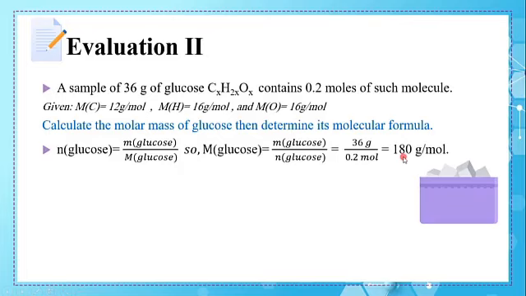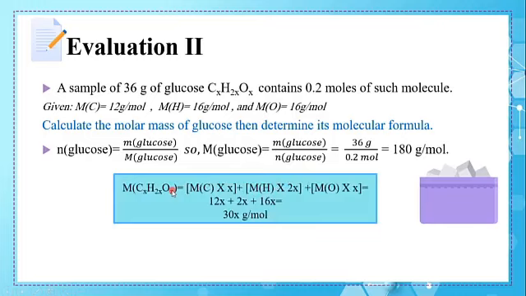The second part of the question is to determine the molecular formula of glucose. As you can see, you are given the molecular formula in terms of x, so we can find the molar mass of glucose in terms of x. This is equal to the molar mass of carbon multiplied by x since we have x carbons, plus the molar mass of hydrogen multiplied by 2x since we have 2x hydrogens, plus the molar mass of oxygen multiplied by x since we have x oxygens. Now substitute the molar mass of each element in the formula.